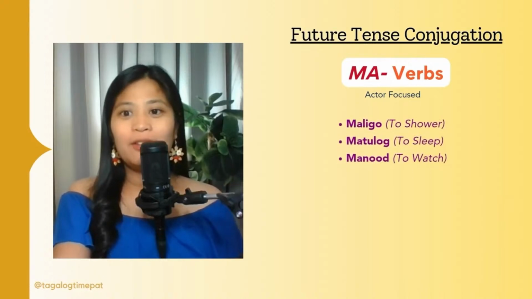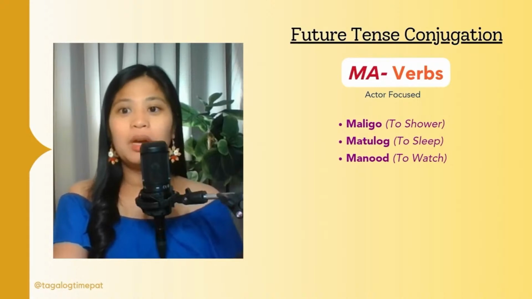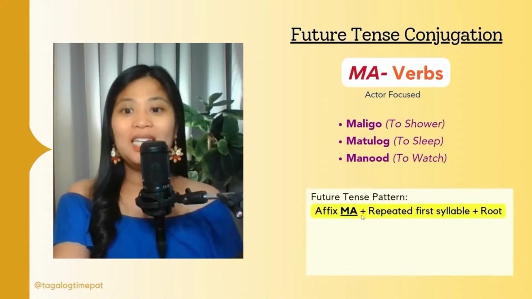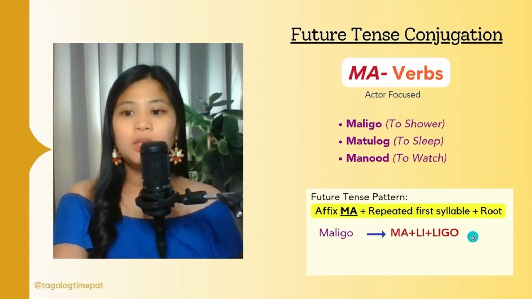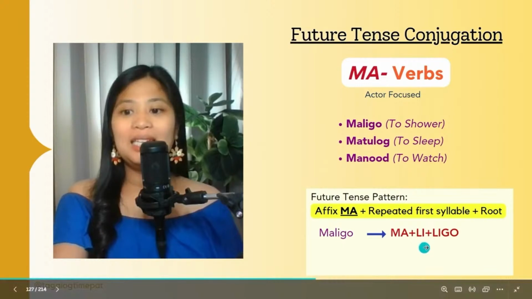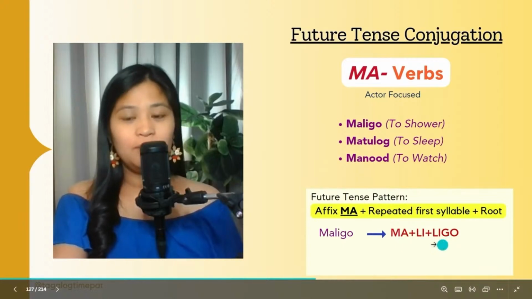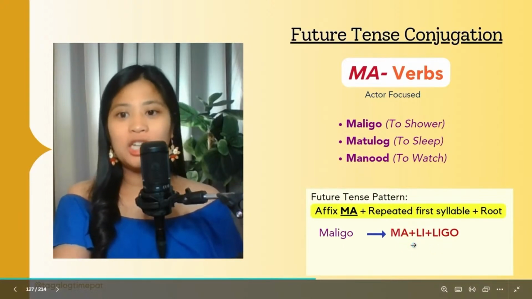Again, here are some ma verbs. Maligo, to shower. Matulog, to sleep. Manood, to watch. In the future tense, here is the pattern for ma verbs. Now the affix is ma, then there's a repeated first syllable, and then it's the root. So maligo, to shower, in the future tense will be maliligo. Maliligo ako, I will take a shower.